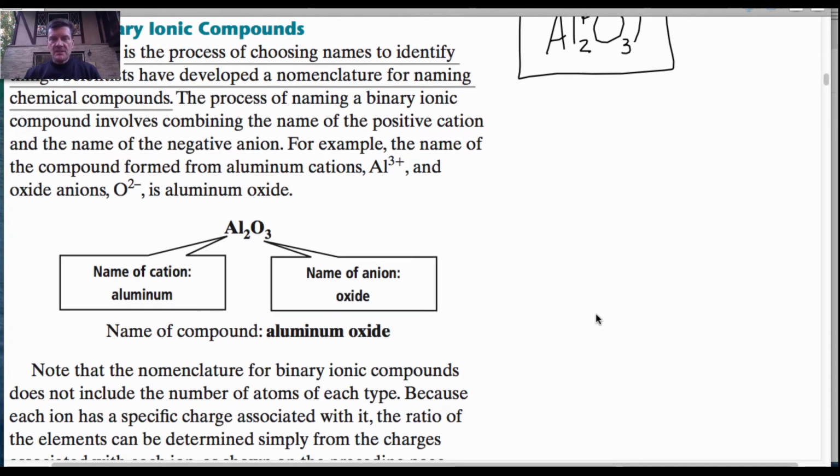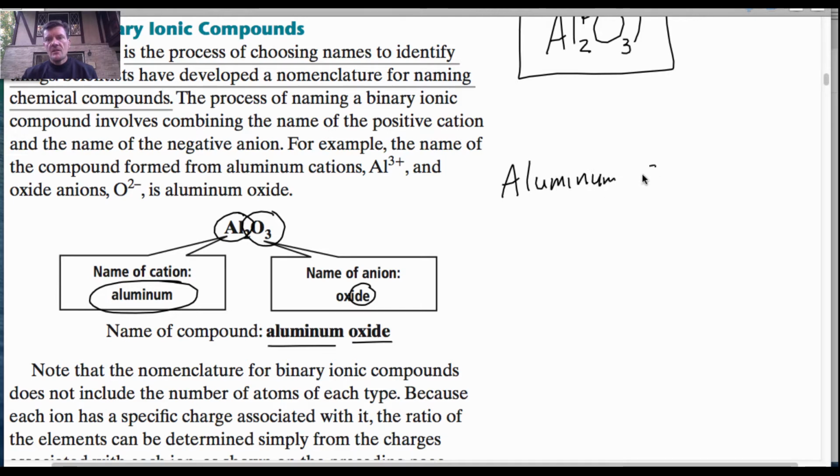Now, how do we name this? The way we name it is the metal retains its name. It's still aluminum. But the nonmetal, because we want to designate it as an ionic compound and have it be known that it is now in a formula with a metal, the ending of the nonmetal is going to change to -ide. So instead of oxygen, it is oxide. So this is called aluminum oxide.